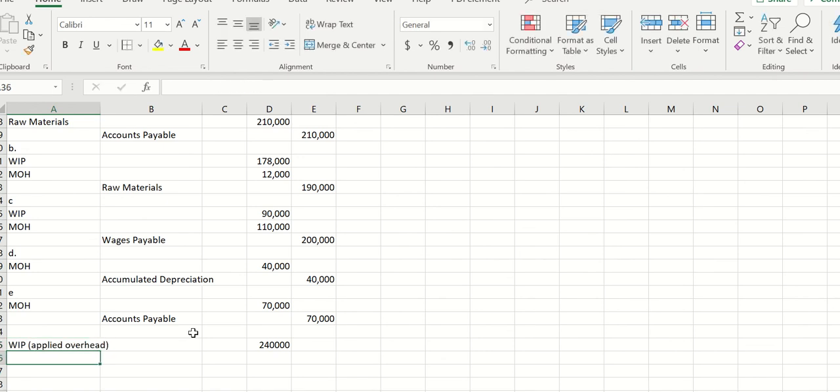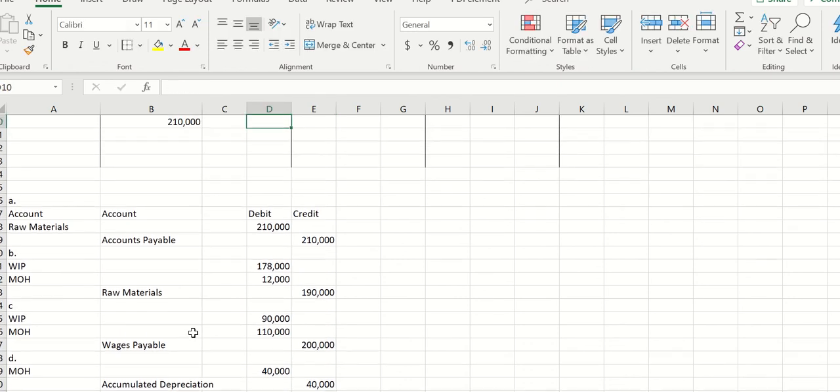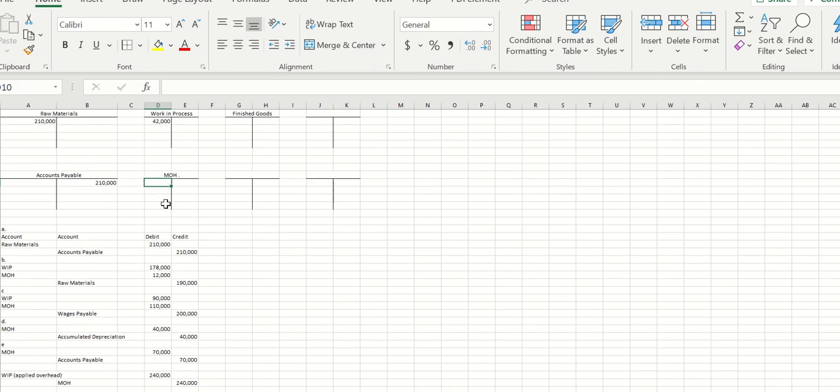And that's just a note. You don't have to put applied overhead. So we'll credit our manufacturing overhead. So let's look at our T account for overhead now and see what we have in there. If I can zoom out a little bit, I know it'll get small. And I'll continue this on the next video.